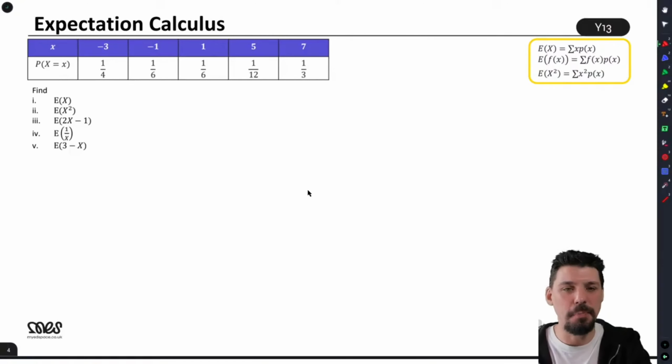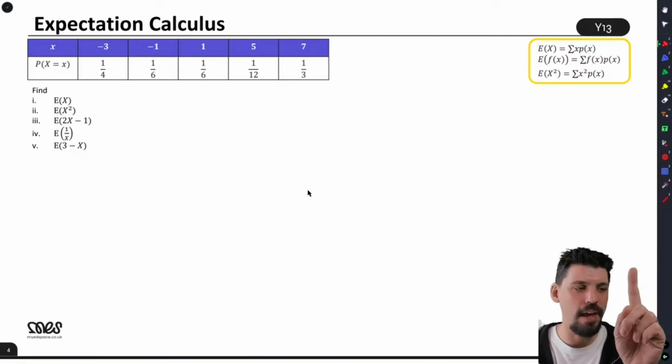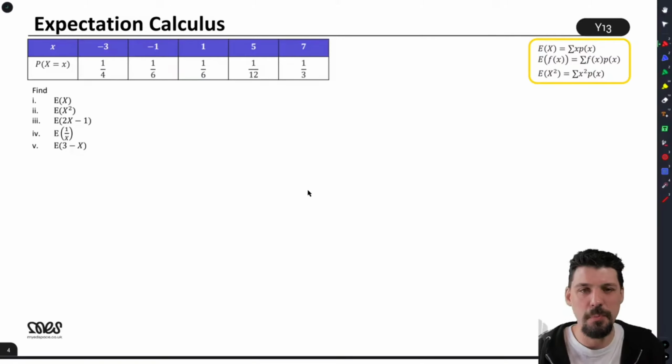Let's look at expectations. I've popped the definitions up there. Okay, we've got our definitions up here, but what is the expected value? Again, this sort of comes up in single maths as well. We're looking at the idea of an average.